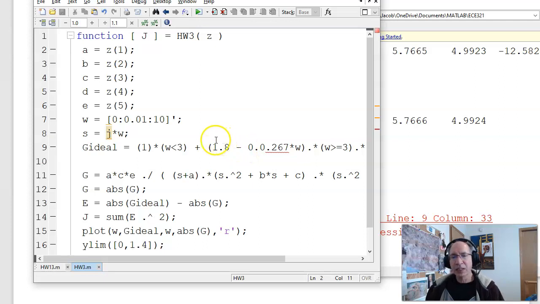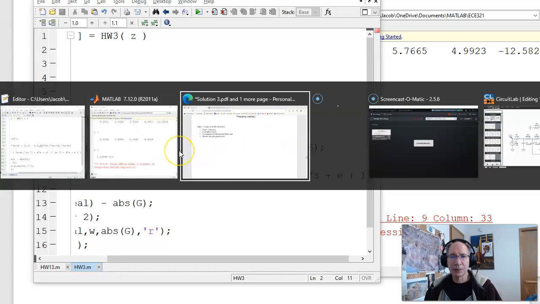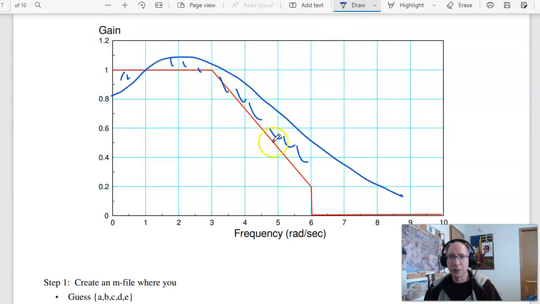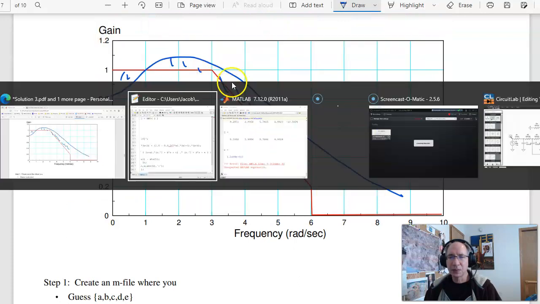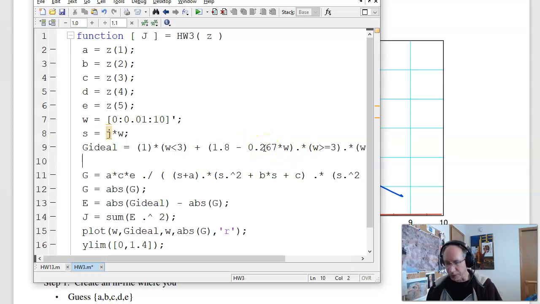And I did that as a piecewise linear function. For frequencies less than 3, the gain is 1. For frequencies bigger than 3 and less than 6, it's a straight line. And so I came up with an equation for that straight line, which is what this is: 1.8 minus 0.267 times omega between 3 and 6. That's my ideal filter. Given A, B, C, D, E, here's what it really is.